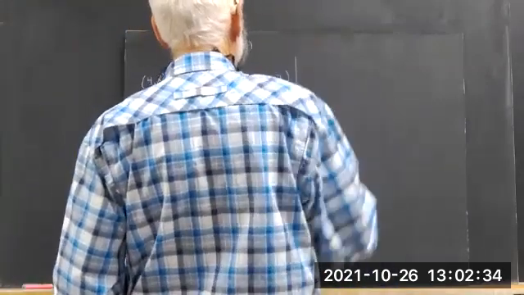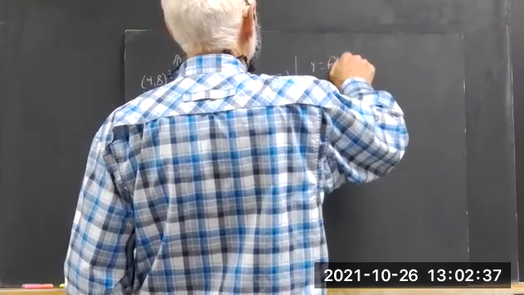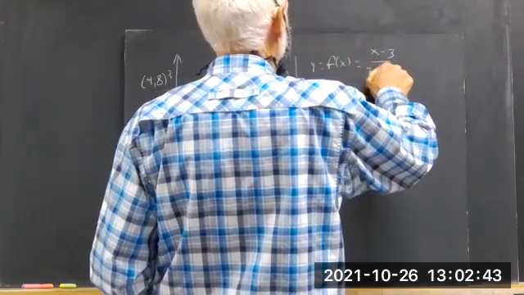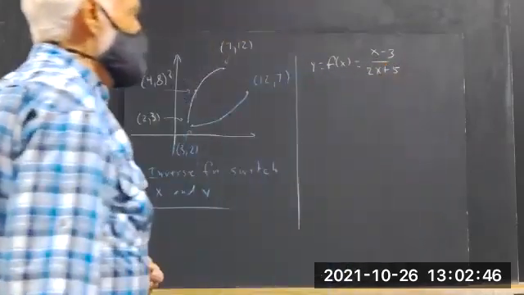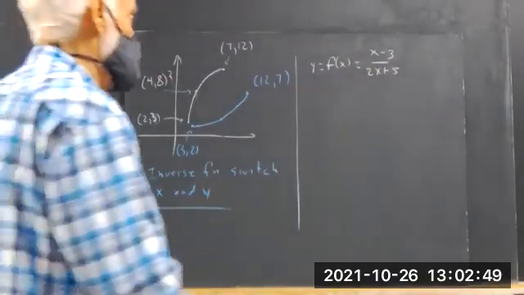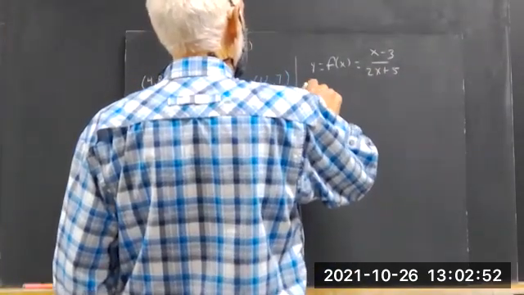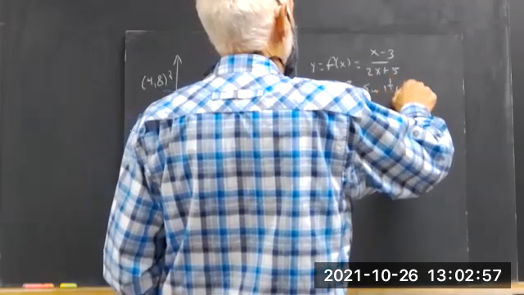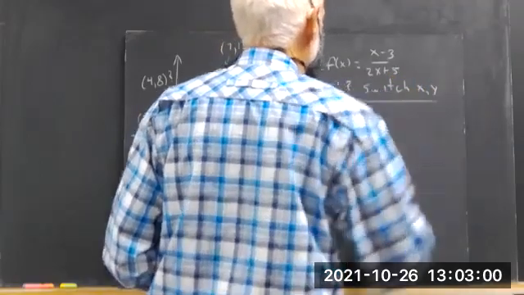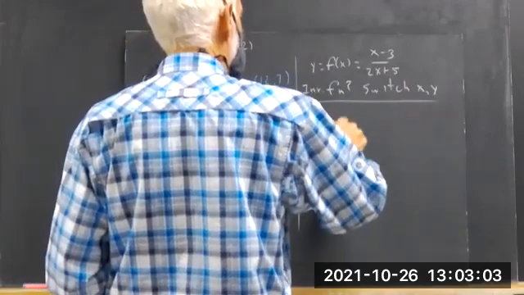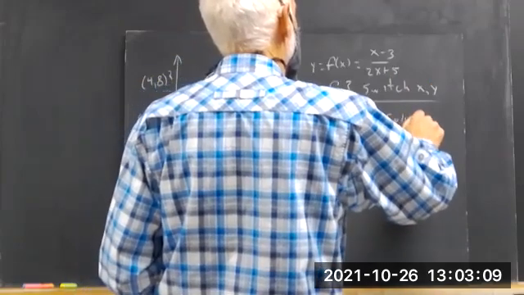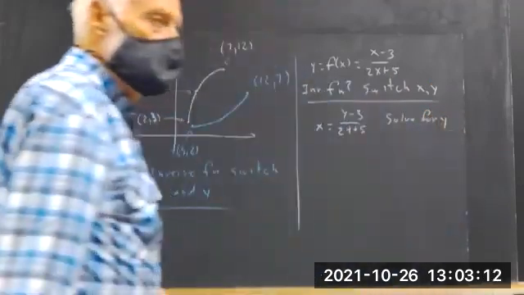Okay. And now let's say we have, we want the inverse function. What's the inverse function? We switch x and y. So we get x equals (y minus 3) over (2y plus 5). And you solve for y.